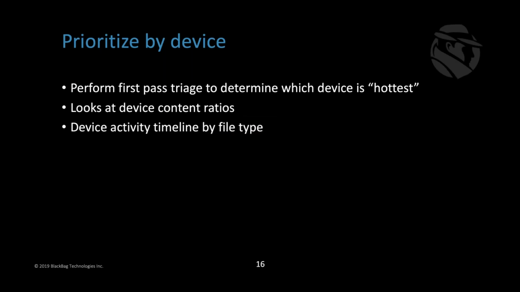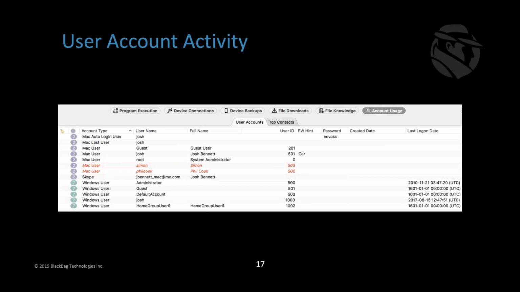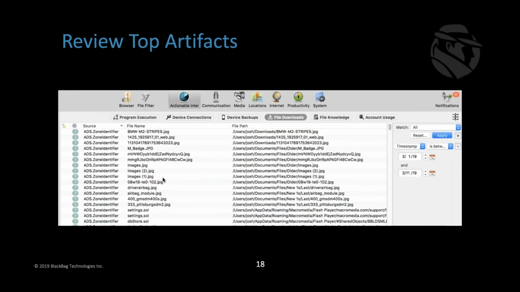All right. Another way is to just prioritize which device you're looking at first. So again, you may want to determine which machine is the hottest, which one is the one that you want to look at first. We talked about content ratios, but you might also want to look at a timeline of activities. Which apps have they used most recently? So we could look at things like account usage, who's logged into specific machines. If I was looking for Josh's machine, is there a Josh account even on that machine or not? Also things like file downloads, we covered that earlier.